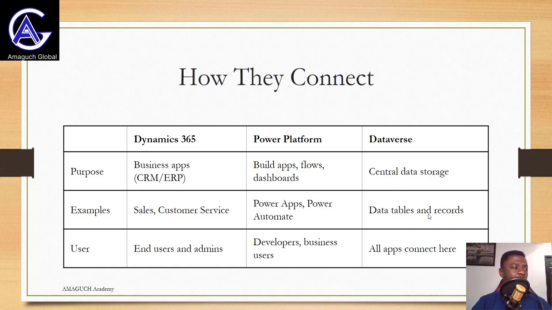So how do they speak to each other? So the purpose is on the row, right? And so for Dynamics 365, we have the business apps, right? The CRM, which is customer engagement. Then we have the ERP, the enterprise resource planning tool. So all this, right, that's what the purpose of Dynamics is.